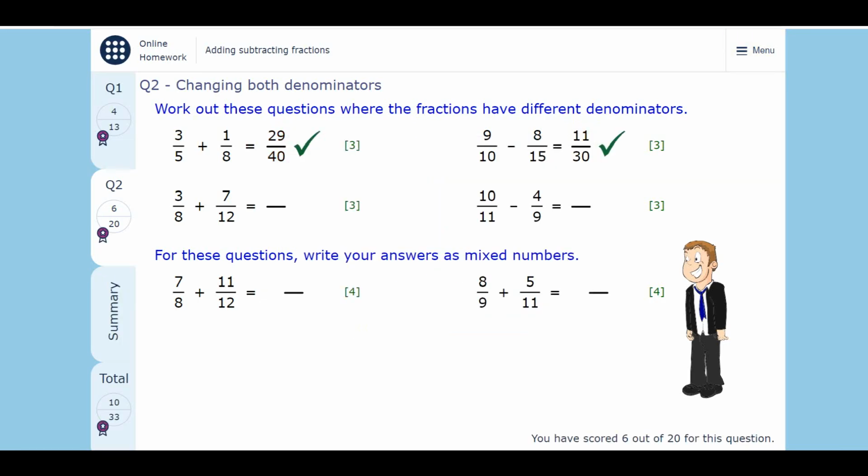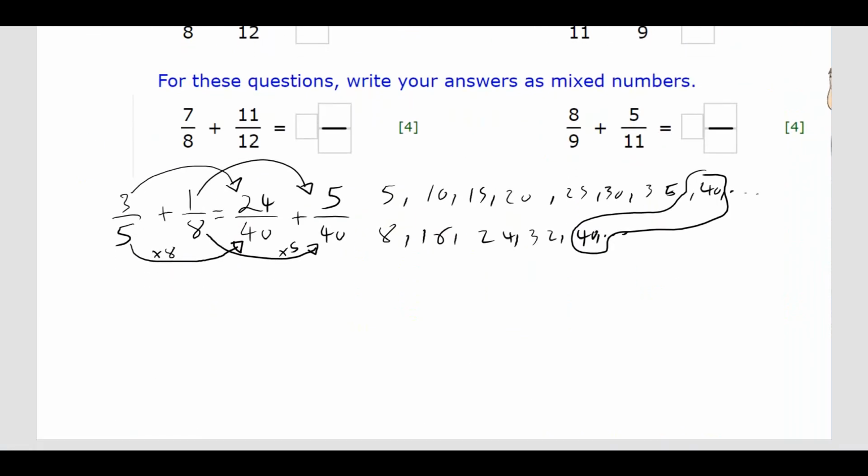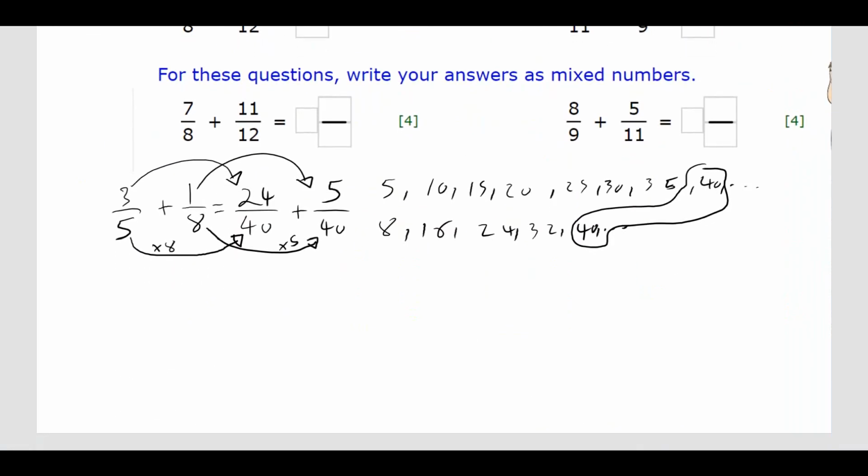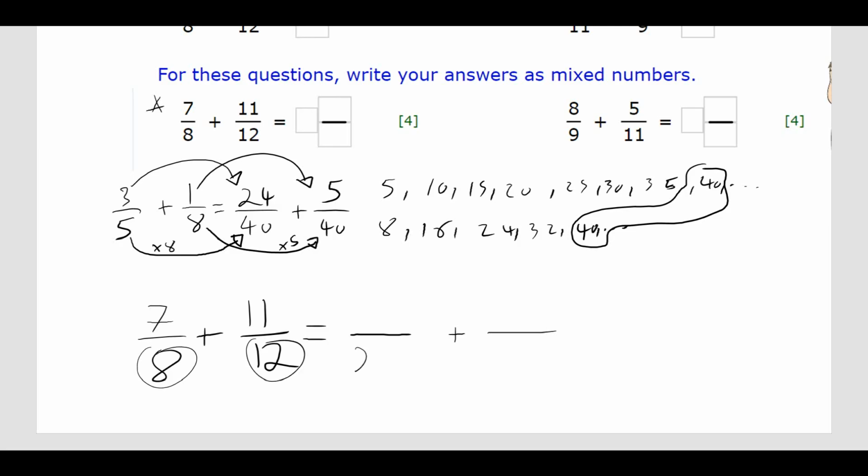Okay. So for the last ones, we want to write our answers as mixed numbers. So I will go through the first one as an example. So we have 7/8 plus 11 over 12. So could you tell me what the smallest number in the 8s and the 12 times tables is? So just cycle through them. 8, 16, 24, 32, and so on. 12, 24. Oh, we can see 24 is the smallest number in the 8s and the 12s. So we're going to have 24 as our common denominator.